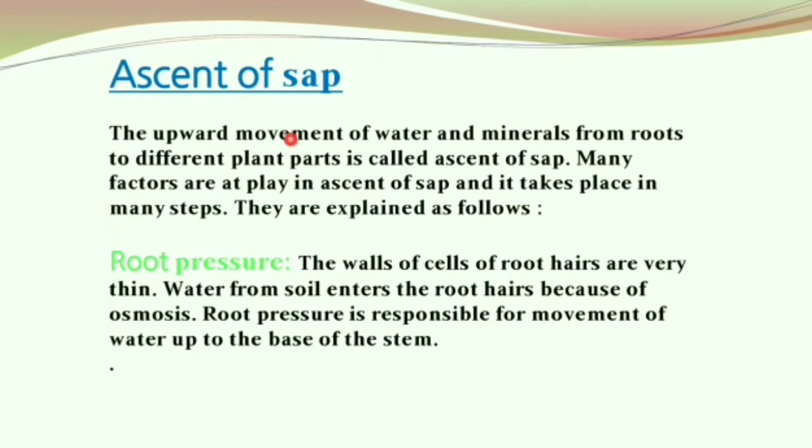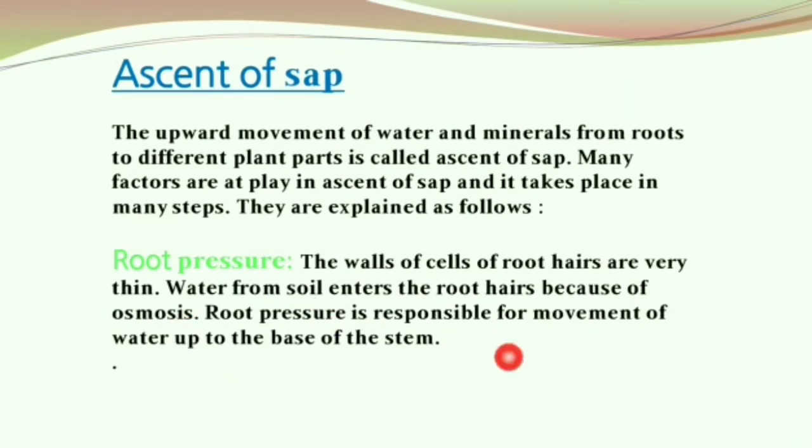Now, what is ascent of sap? The upward movement of water and minerals from roots to different parts of the plant is called ascent of sap. Many factors play an important role in the ascent of sap, and it takes place in many steps. Root pressure. The walls of the cells of root hairs are very thin. Water from soil enters the root hairs because of osmosis. Root pressure is responsible for the movement of water up to the base of the stem.